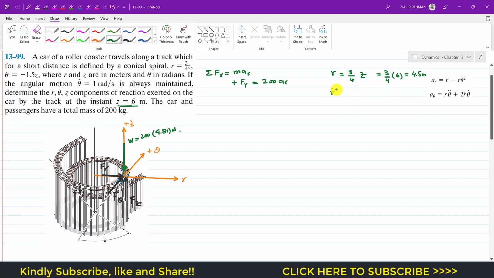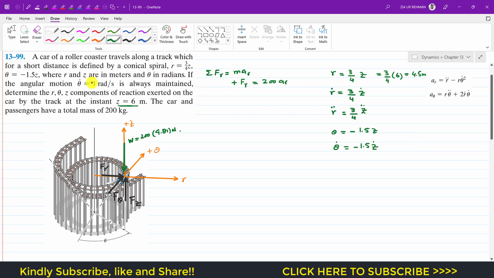Similarly, we can find r dot, the derivative of r with respect to time, which will be 3/4 z dot. And similarly we can find another derivative, r double dot, which will give us 3/4 z double dot. Similarly, since theta is given as a function of z as well, I will write theta is minus 1.5z. First I am going to find ar and a theta. So theta is minus 1.5z and theta dot is minus 1.5 z dot.